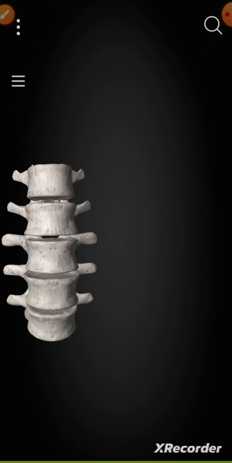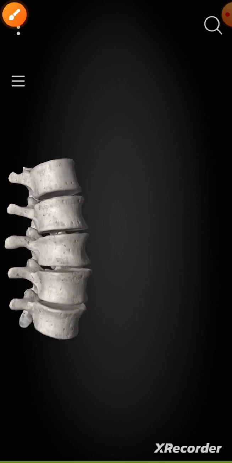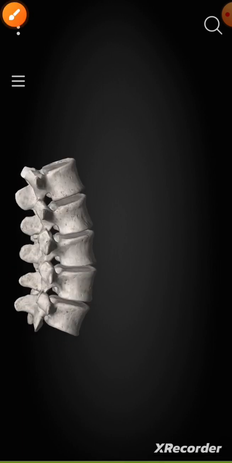Now the length of the body is greater anteriorly as compared to the posterior one. So this will contribute to the ventral convexity or the lumbar lordosis. Now I have not told you anything about lordosis and kyphosis in the vertebrae, but in the general classification of the bones I have explained it. So please go and see the video so you would get what lordosis and kyphosis are.